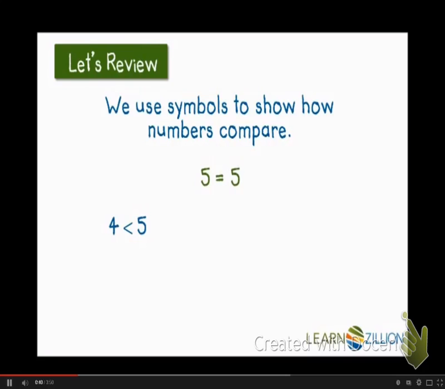And you'll notice that the wider part of our symbol is open to the larger number. Here 3 is greater than 2. So we have the symbol turn the opposite direction so that it is again facing the larger number, and we read this, 3 is greater than 2.